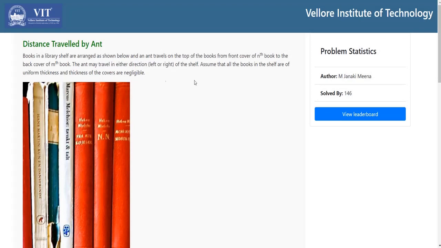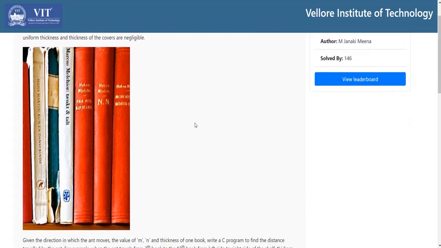Today's question of the day is named "distance traveled by the ant". In this question, there's an ant inside a bookshelf and it wants to travel from one book to another. We are given the starting book, the nth book, and the mth book till which the ant wants to travel, and the thickness of each book. Using these three parameters, we need to find the distance traveled by the ant.